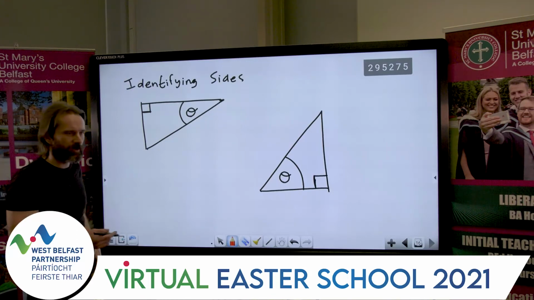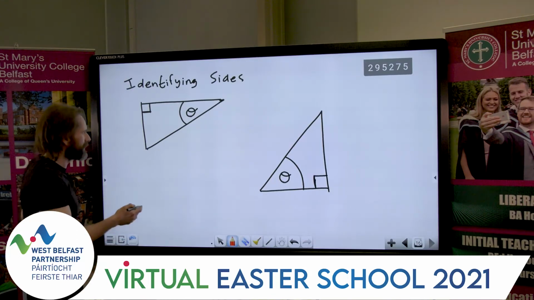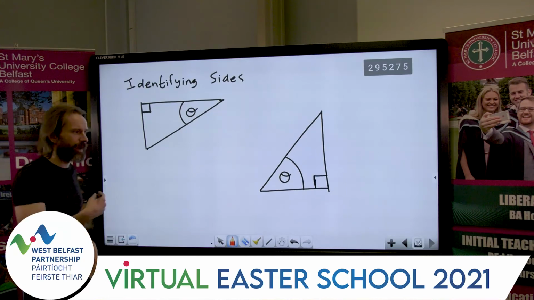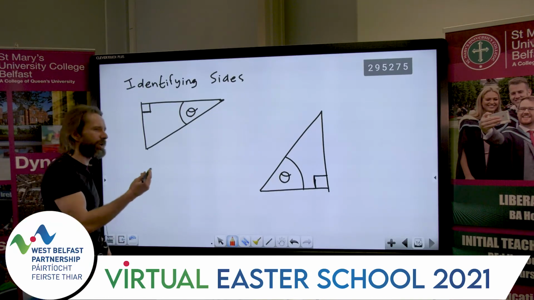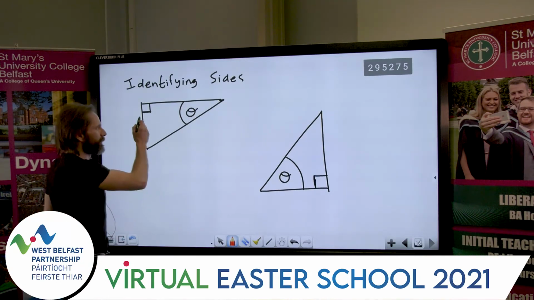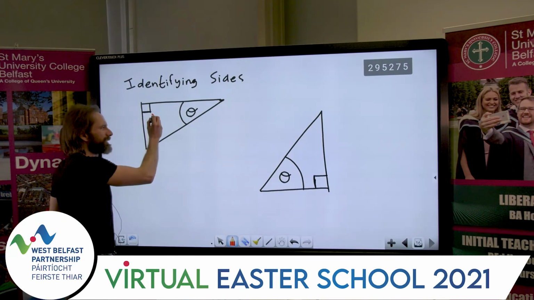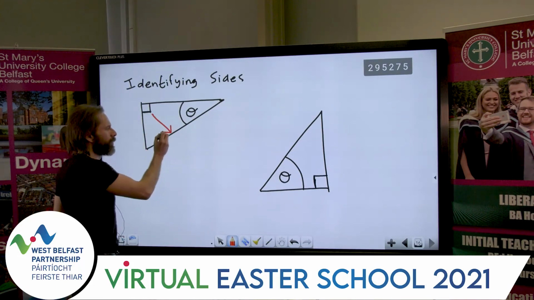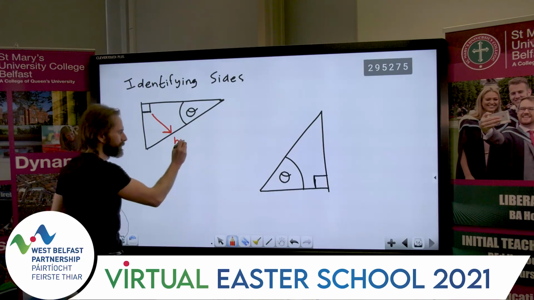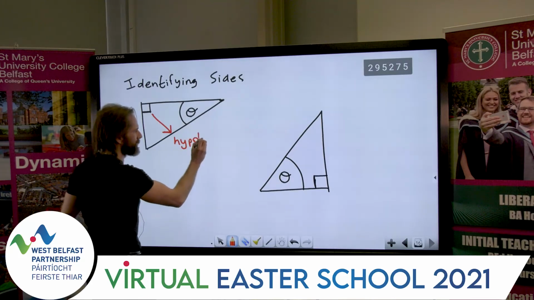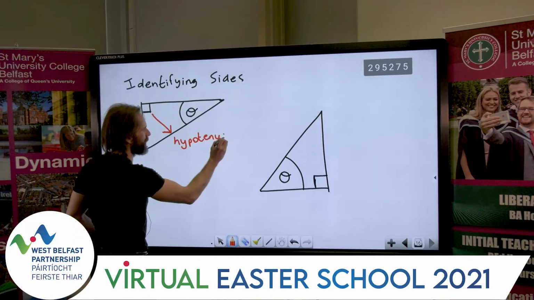The hypotenuse of any right-angled triangle is the longest side, and the way to identify it is that it's always opposite the right angle. So the right angle will always clearly be marked, and the way I would think about it is that the corner of the right angle is kind of like an arrow pointing to it and saying this is the hypotenuse. Okay, so in this particular triangle, this first one, that is the hypotenuse.